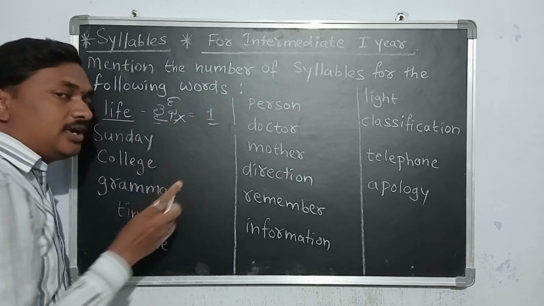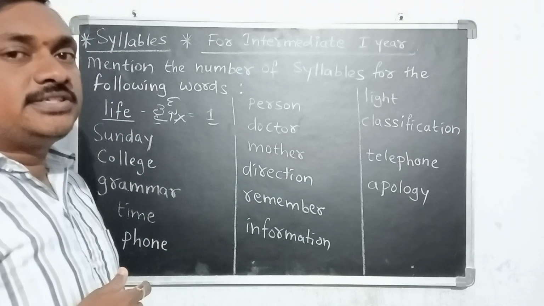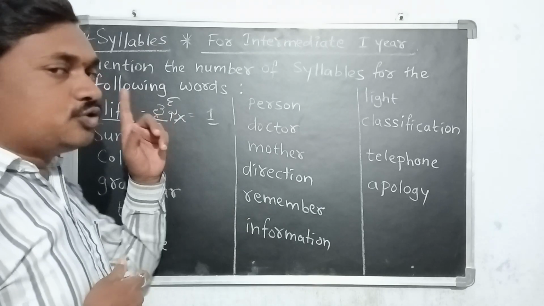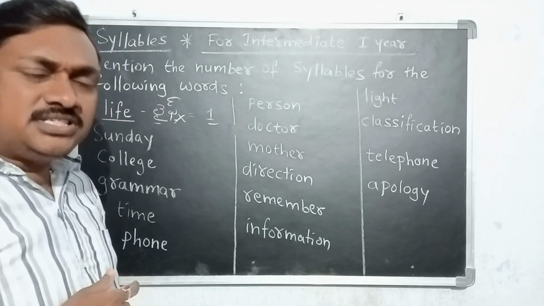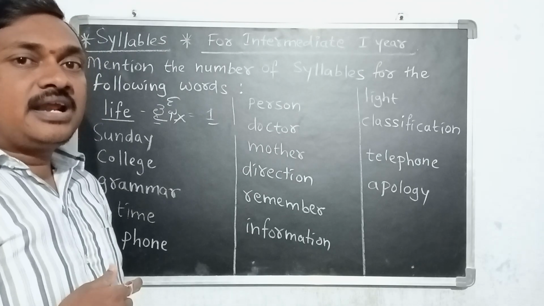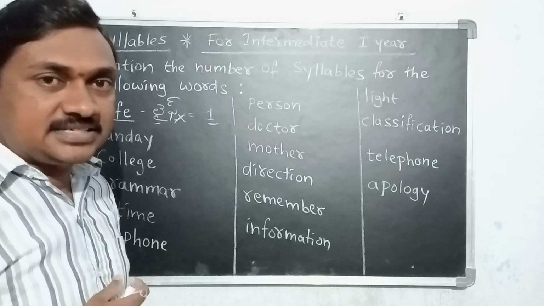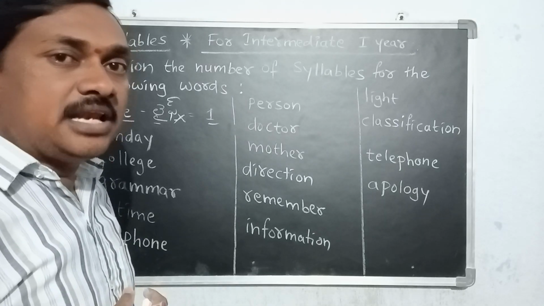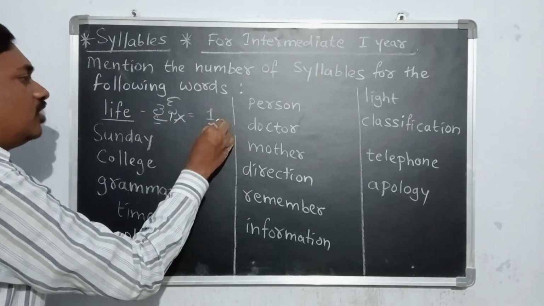If there is only one syllable in the word, we call it a monosyllabic word. If there are two syllables, it is a disyllabic word. If there are three syllables in the word, it is a trisyllabic word. If there are more than three syllables in the word, it is a polysyllabic word. So here life is a monosyllabic word, with only one syllable.